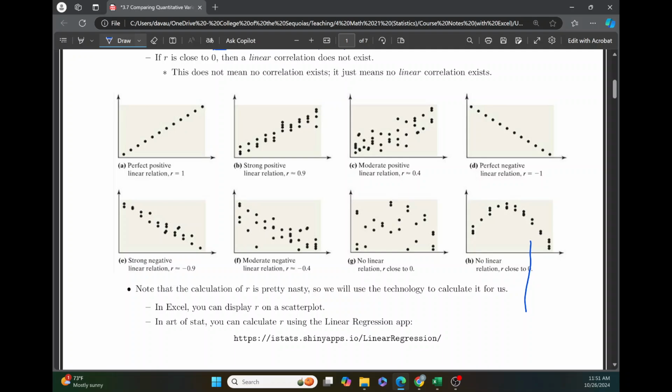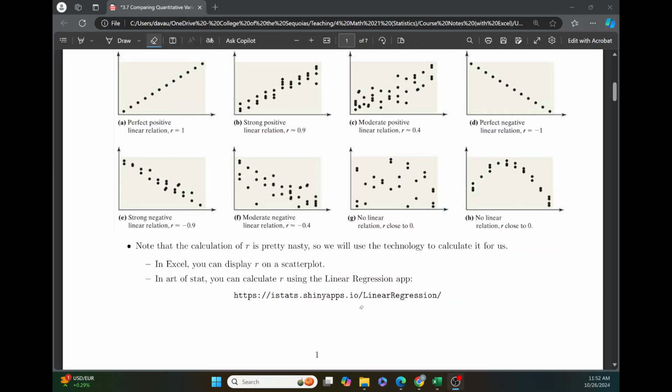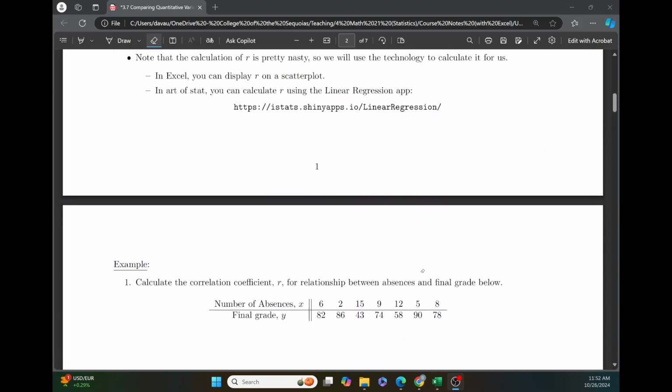So again, the calculation of R can be pretty nasty. So we're just going to let technology do that calculation for us. You can click on this app to take you directly to the app that we're going to use from artofstat.com, but I'll show you how to get there just from the website directly.